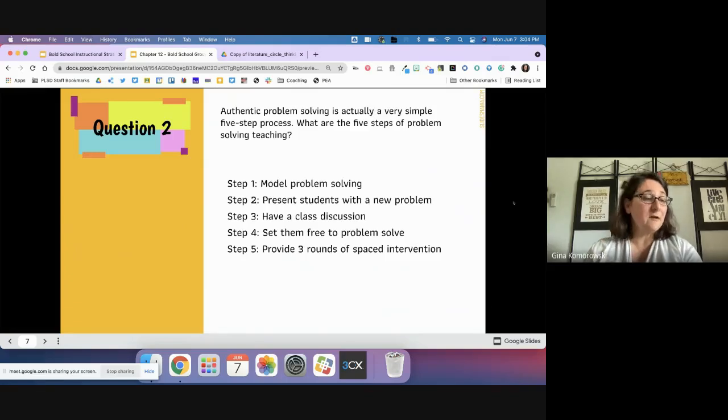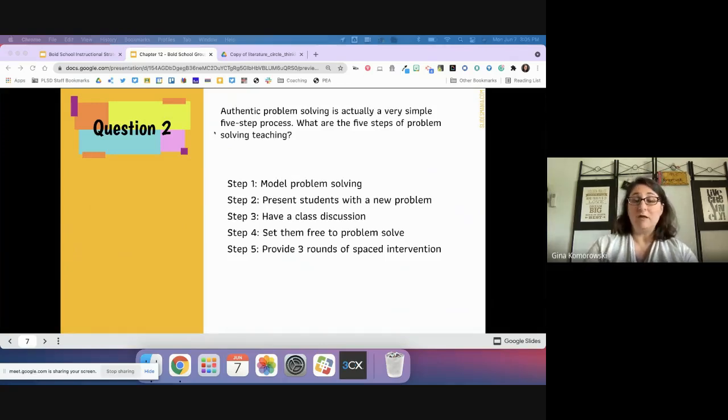The third step is having a class discussion about that new problem. And that's, again, where you reinforce the problem-solving process. What initial considerations need to be made, what information needs to be cleared up before you really start getting into the heart of the problem.